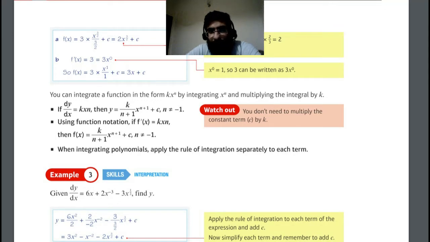Okay, you know the rule of integration that if you have got dy by dx in the form, or let me write that on Jamboard in the simplified form.